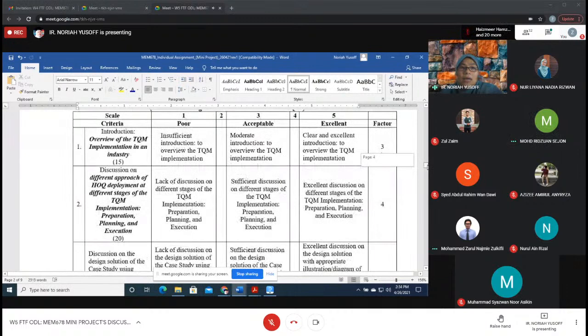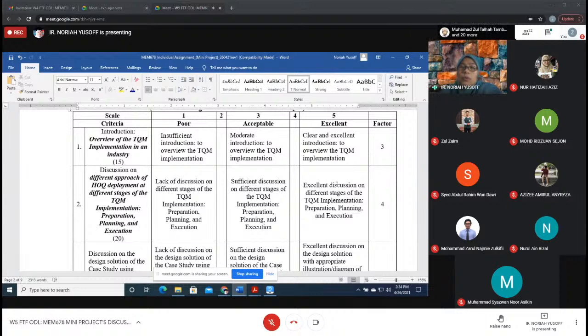So this is the rubric scale. No need to look at the poor and acceptable ones. I want you to look directly at the excellent point. Okay. If I take the trouble to explain to you in detail one by one about the mini project or assignment, please do the necessary work and then please play your part too.